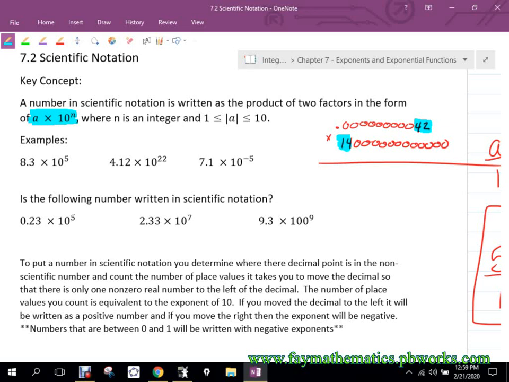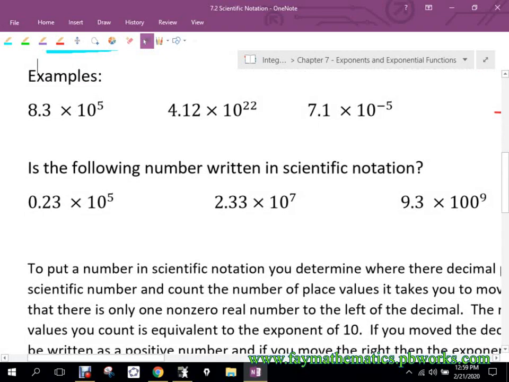You're going to then have times 10, and the exponent of your 10 is going to be an integer, okay? So it could be positive or it could be negative, but it's going to be a whole number. It's not going to be a decimal or a fraction or anything like that, okay? So these are scientific notation examples here. Each one of these, this would be the A value, it's between 1 and 10. There's my A value, it's between 1 and 10. There's my A value, it's between 1 and 10. And then all my exponents here are integers. Okay, so that abides by scientific notation.